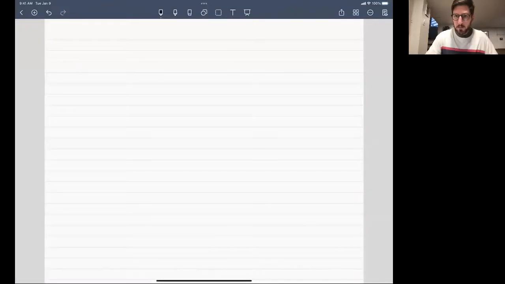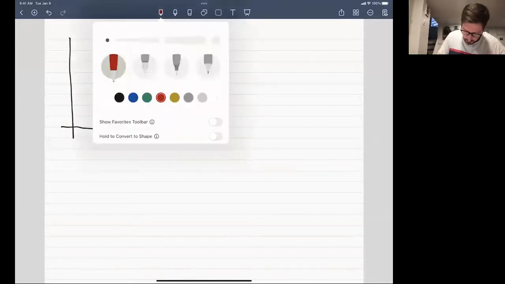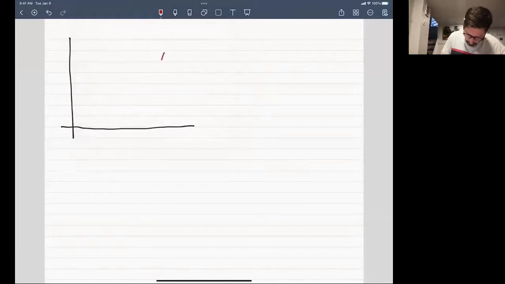Okay, so the basic idea here is that I have some function. It doesn't really matter what it looks like. But let's imagine that it has some root that I'm interested in finding the value of.